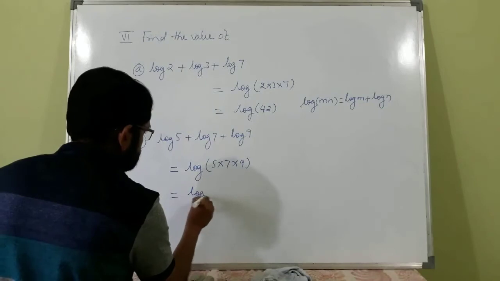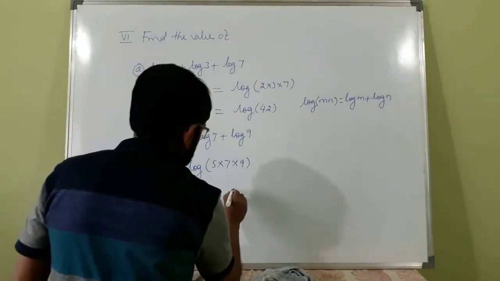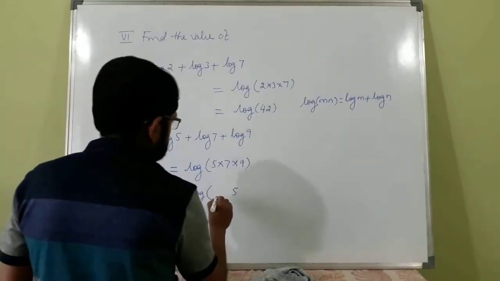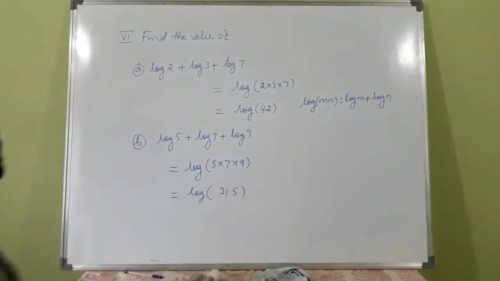Similarly, this is equal to log of 5 into 7 into 9, that is log of 35 into 9. 9 5s are 45, 9 3s are 27, so this is 315. Log of 315.